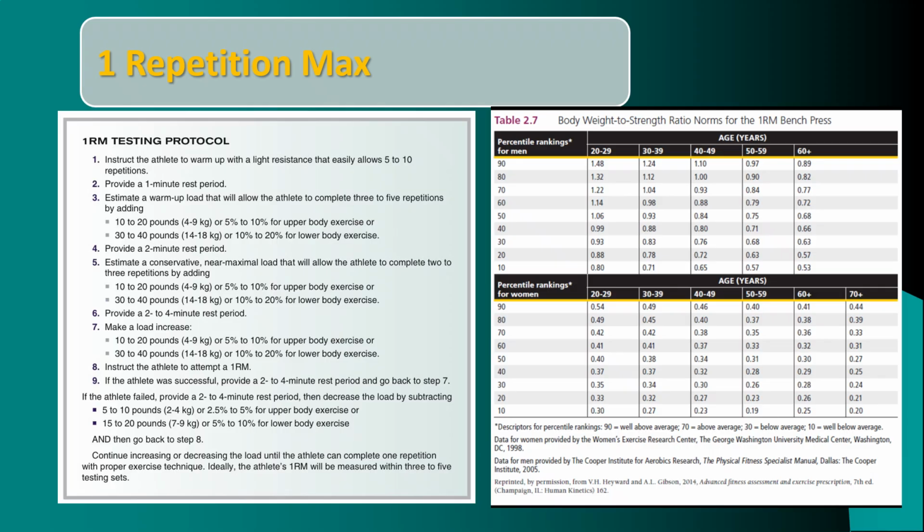a 1 repetition max. As far as how it's calculated, body weight to strength ratio, it is how many times your body weight. So you can see that for men, for the bench press, excellent would be 1.48, almost 1.5 times your body weight. For women, if they can just do half their body weight, that's 90th percentile. So if they can do that, that's what we're looking for. So 1.5 times for men, and then half for women is considered excellent.